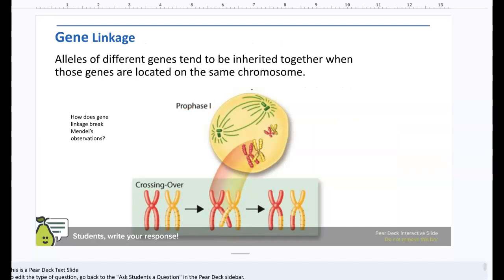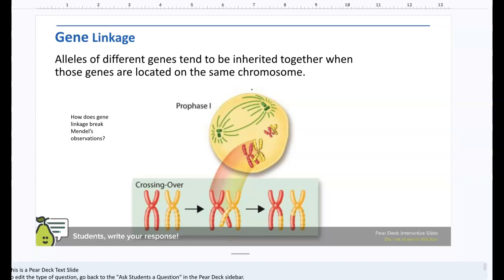Gene linkage. So remember how we talked about how there is the law of independent assortment that came with Mendel, which means that your chance of getting, especially in a dihybrid cross, your chance of getting a pink flower is independent of the chance of having a wrinkled seed, right? That those 2 genetic ones are completely random.